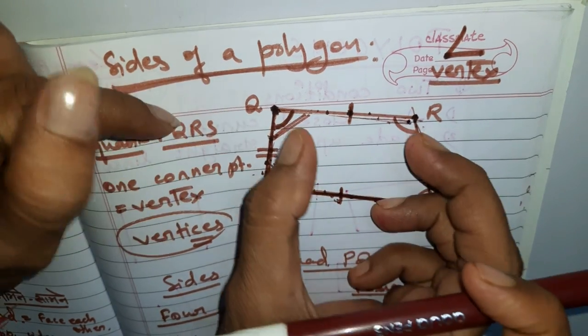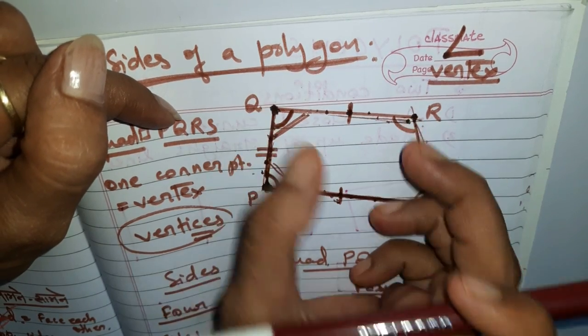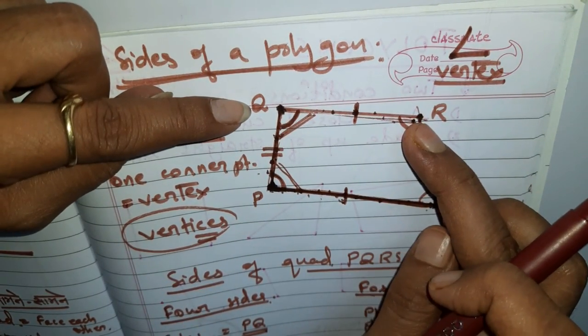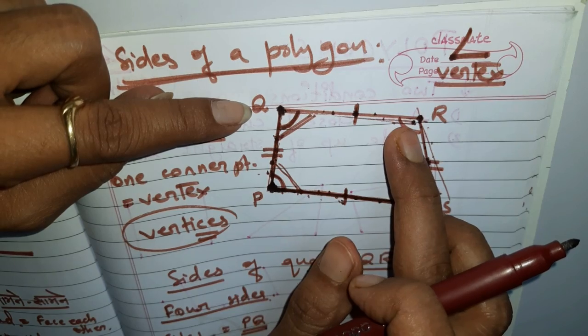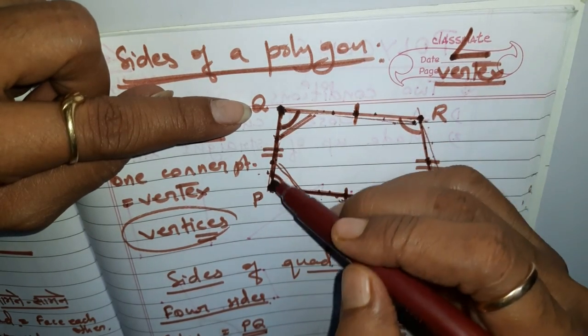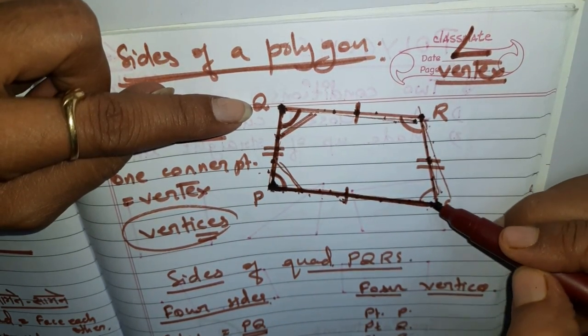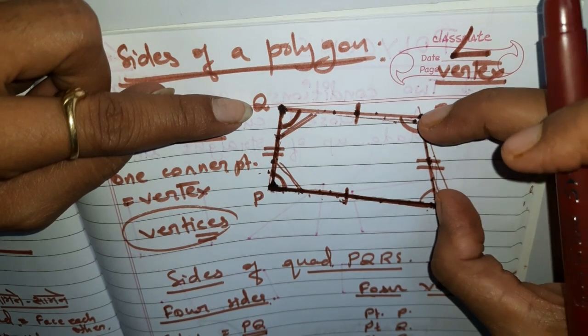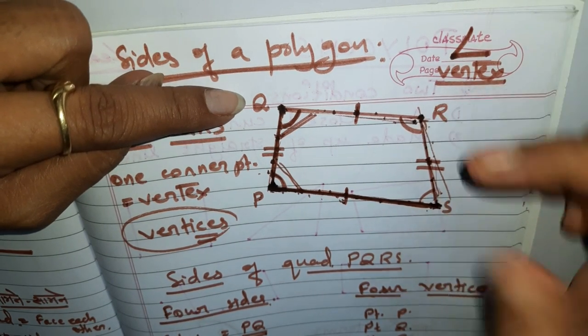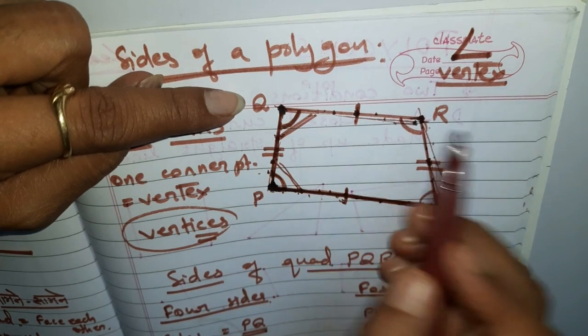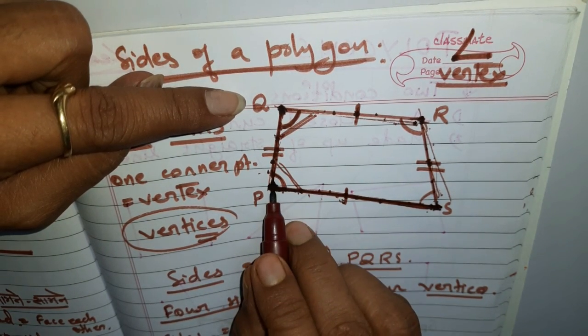ठीक है. Similarly, if you talk about this side, इस QR के adjacent कौन से sides हैं? What are the 2 sides adjacent to this QR? Then it is QP and RS. Similarly, if you talk about the 2 adjacent sides of RS, then there are 2 sides RQ and SP.